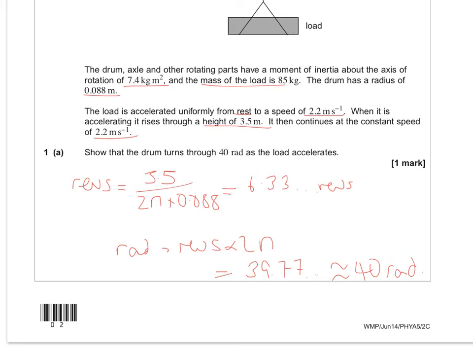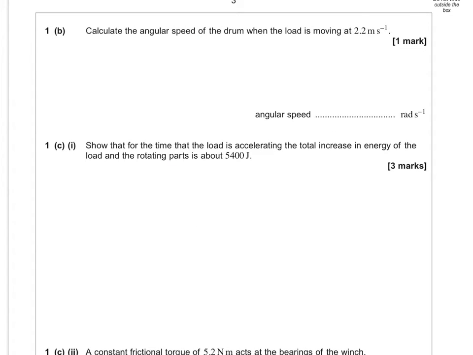Yeah, great. Okay, so let's move on to part B. Calculate the angular speed of the drum when the load is moving at 2.2 meters per second. So the equation you should know for this is v equals r omega, so we need to divide v by r. If the load is moving at 2.2, the drum would be rotating with a tangential speed of 2.2. So we divide it by the radius 0.088, and we get 2.2 divided by 0.088 is 25 radians per second.